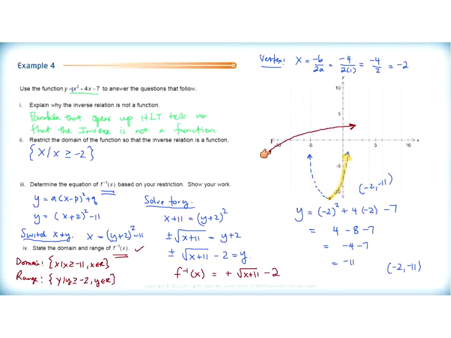The domain is the values of x for which you can find points on the graph, which is greater than or equal to negative 11, and the range is going to be greater than or equal to negative 2. And again, that's just the opposite of the domain and range of this function you see here, right? The domain of this function is greater than or equal to negative 2, so that became the range of the inverse. And the range of this function is greater than or equal to negative 11, that became the domain of the inverse.